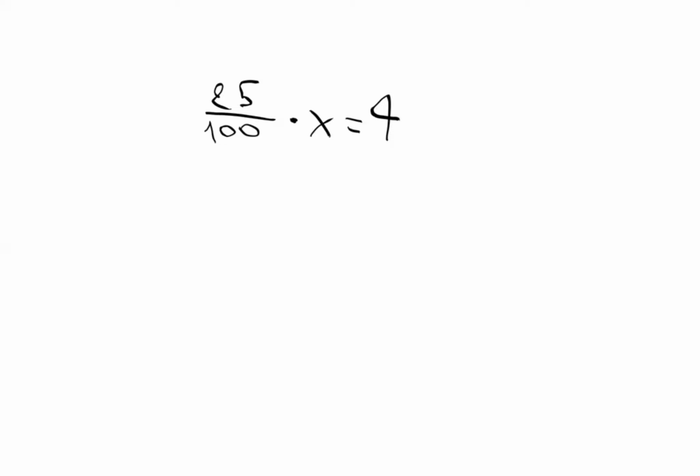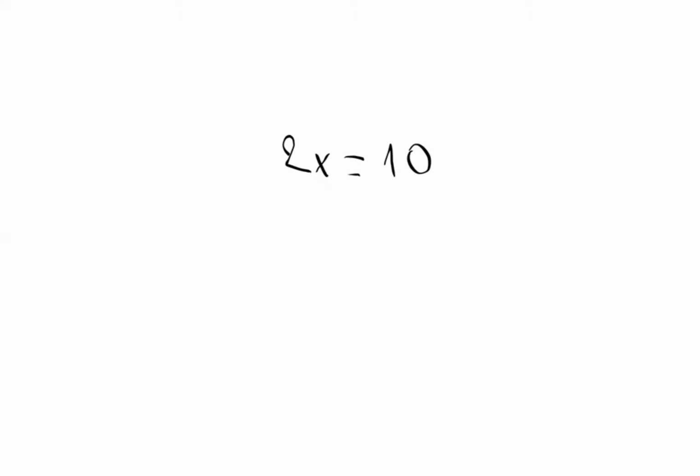To solve this, we have to leave x on its own, to have its own side of the equation. Say that you have to solve, in this case, 2x equals 10. Here, to solve this, we have to leave x on its own. To do so, you have to divide it by 2, since 2 divided by 2 is 1, right? And that leaves us with x. So this divided by 2 is x, 1x.